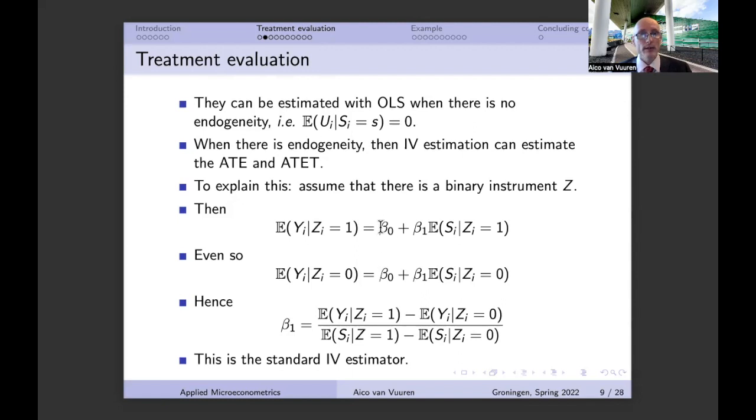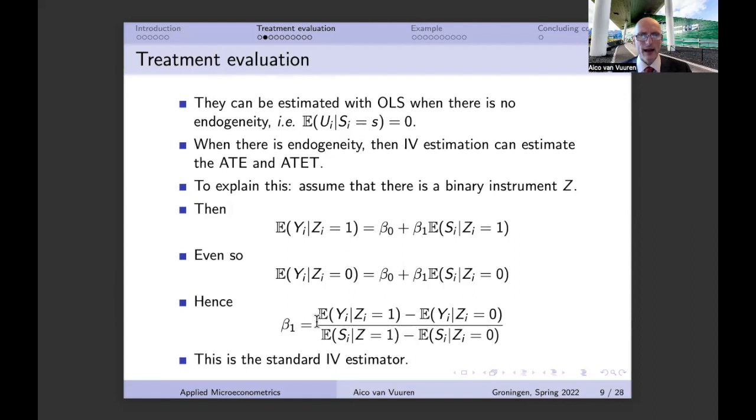Well, then what we can do is, based on these two restrictions that we have over here, these are two restrictions in two unknowns, beta 0 and beta 1. Then it's not that difficult to see that solving for beta 1 will in the end give us that the IV estimator at least tries to estimate the mean of yi conditional on zi equal to 1 minus the mean of yi conditional on zi equal to 0, divided by the mean of si conditional on zi equal to 1 minus the mean of si conditional on zi equal to 0.